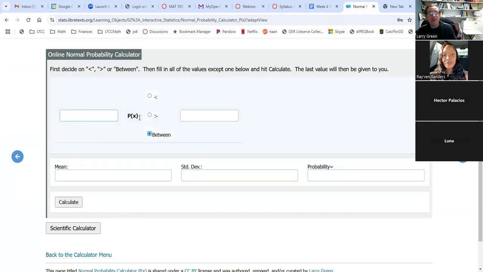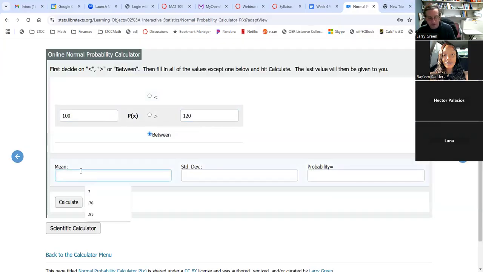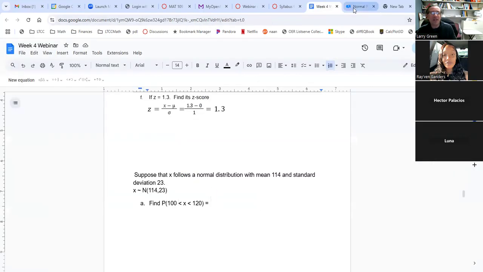And then all of a sudden the numbers pop in. We have 100 and 120. Any questions so far? Then we know the mean is 114 and the standard deviation is 23. So the mean is 114. The standard deviation was 23.